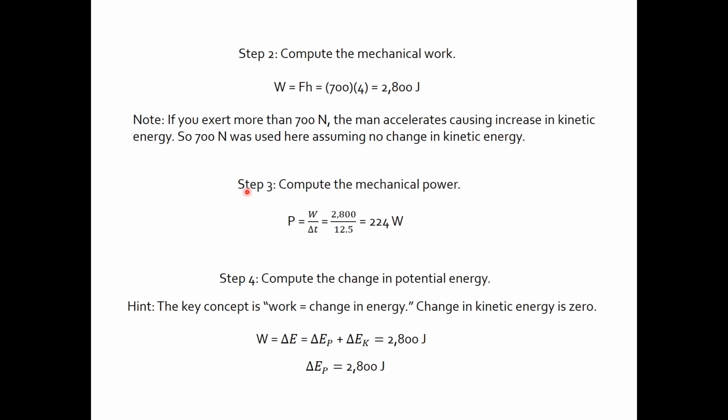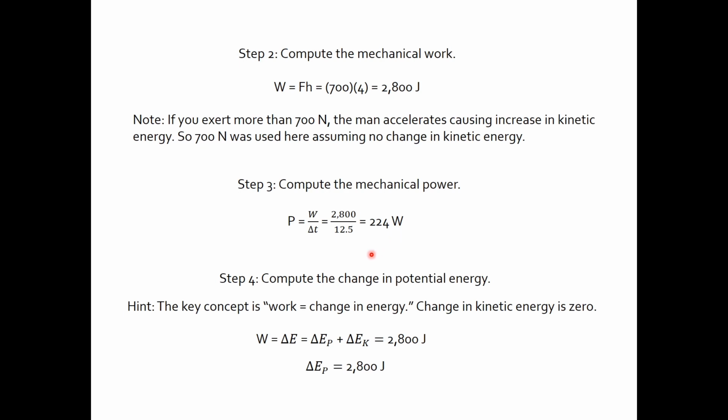And step 3, compute the mechanical power. So once you calculate mechanical energy, you can easily calculate mechanical power too, because we got the time information given here: 12.5 seconds. So once you get the work calculated, simply divide this value by the time elapsed from the bottom to the top of the stairs. Then the answer will be 224 watt. The unit of power is watt.